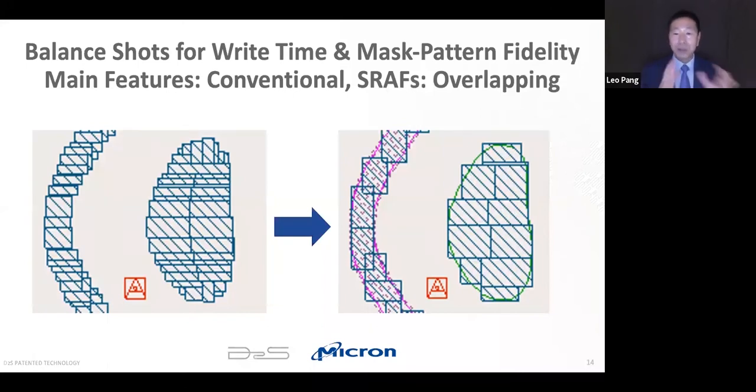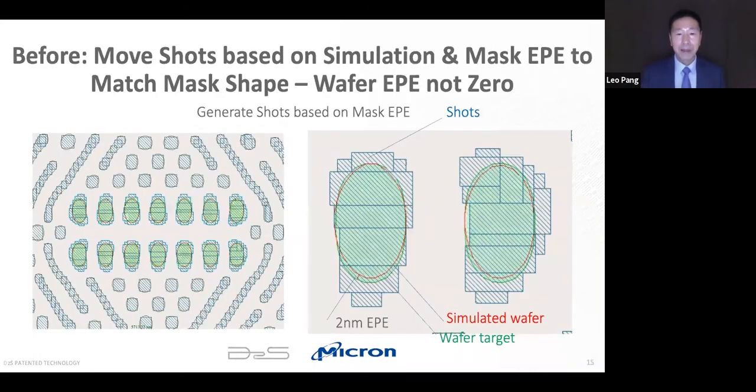Fortunately, we can do that on assist features because assist features have less impact on the litho result. And the main features are more important. We can keep using conventional shots so that we get better accuracy. So this is a good balance. Let's look at this example.